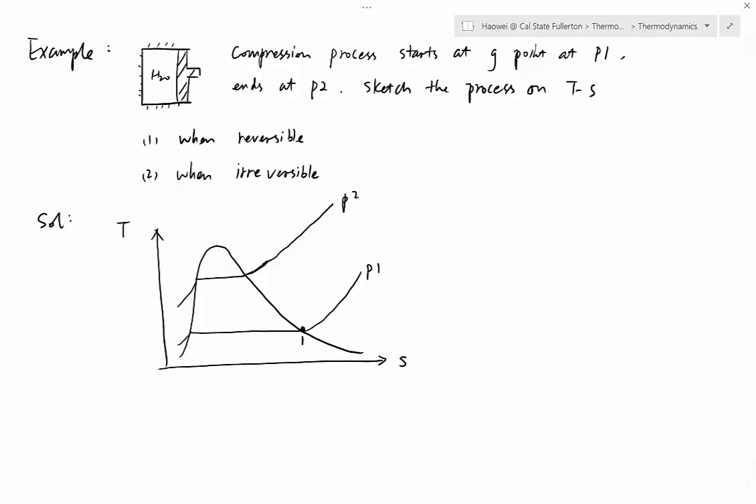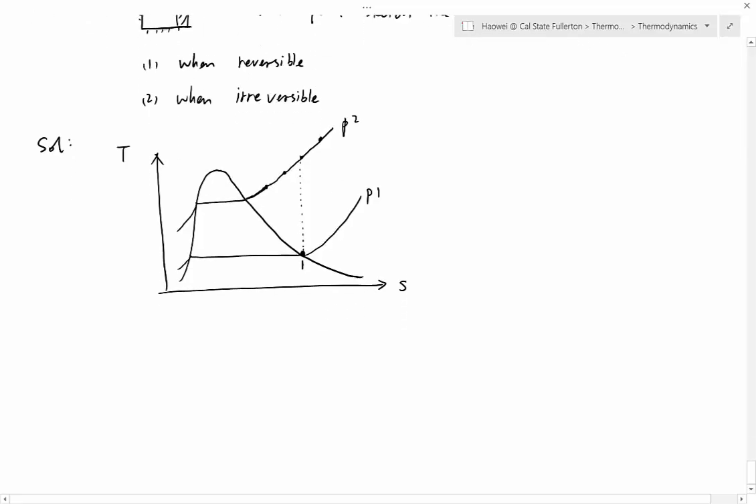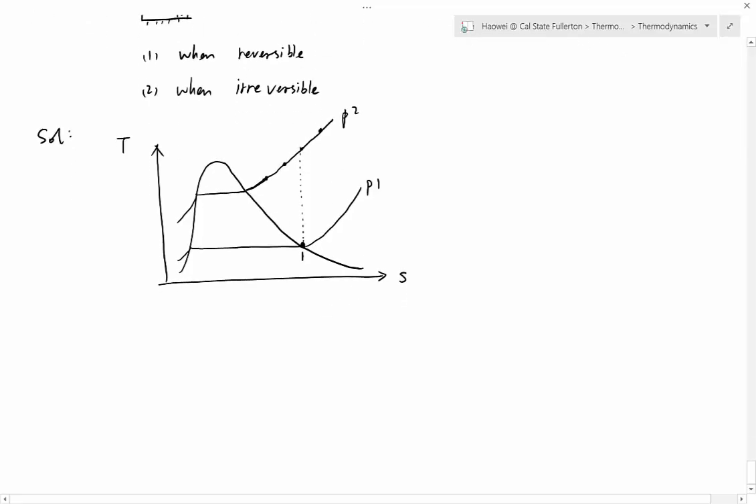Okay, next one, we need to locate point 2. Point 2 must be on P2 line, but where on P2 line? So we have a few options, right? Point 2 can be directly above number 1, or to the right a little bit, or to the left a little bit, or further to the left. So we don't know. Let's do case number 1. Case number 1 is reversible.